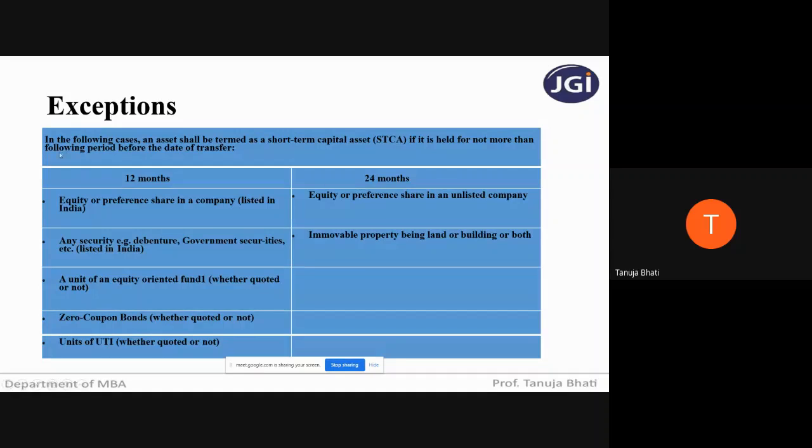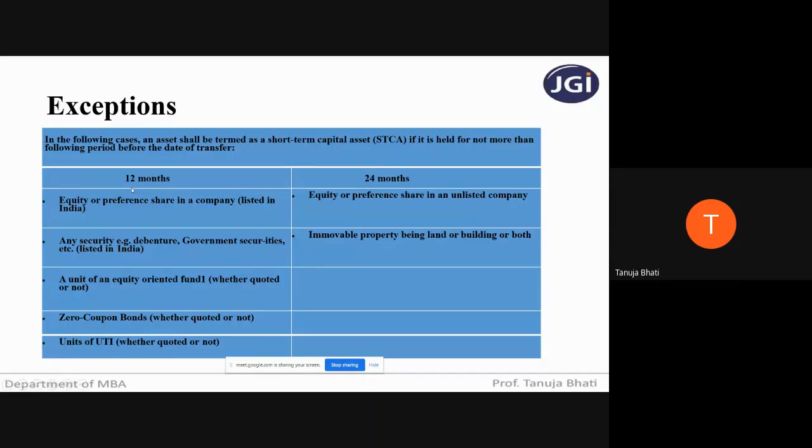Now, in the following cases, an asset shall be treated as a short-term capital asset if it is held for not more than the following period before the date of transfer. So in these particular capital assets, instead of taking 36 months, we have to consider 12 months. If these capital assets are held for 12 months or less, they become short-term capital assets. And in these two cases, if the asset is held for 24 months or less, it becomes a short-term capital asset.